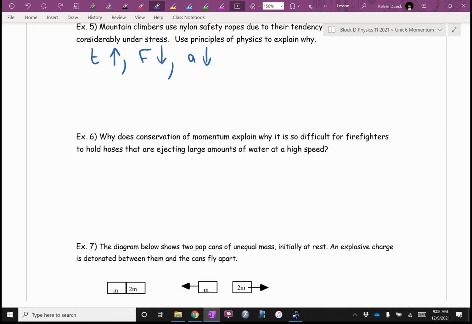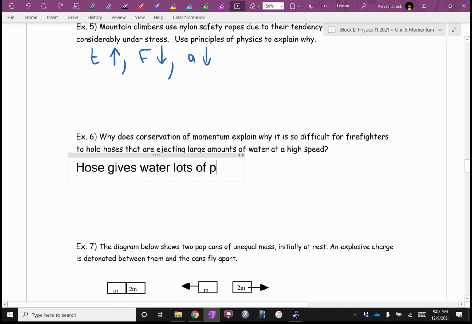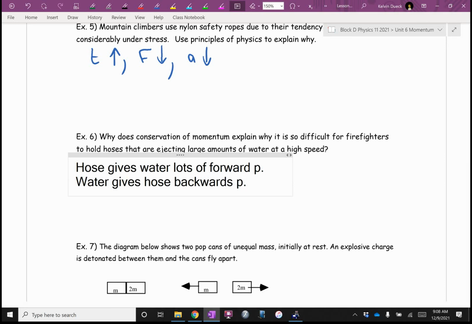Okay. So I think in terms of conservation of momentum, the hose gives the water lots of momentum. You know what? Let's say this, lots of forward momentum. Well, if momentum is conserved, the water gives the hose lots of what? Water gives the hose backwards momentum.